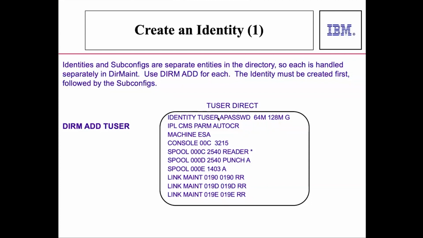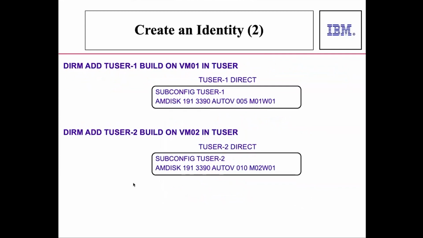So I create this with no subconfig line, and it's in the directory. It's sort of useless. You can't be logged into it, but it's there, and I need it there for the next step. So I create the identity. Then I create the subconfig directory entries. So I put them in a different file with the file type of direct, and notice it says subconfig in the name of it. And it has the mini disk.